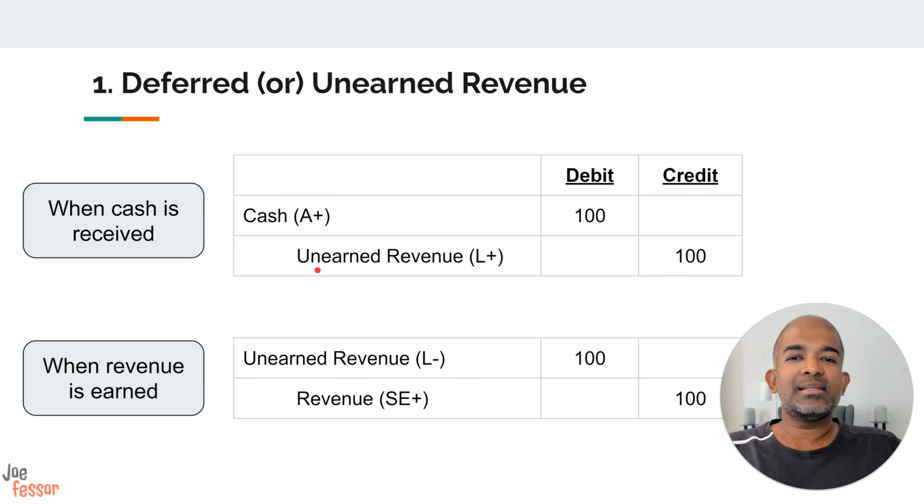Why is unearned revenue a liability account? Because cash has been collected in advance for a service that hasn't been provided. If it so happens that in the future you're not able to provide the service, you might have to return the cash which you had collected earlier, and hence unearned revenue is a liability.